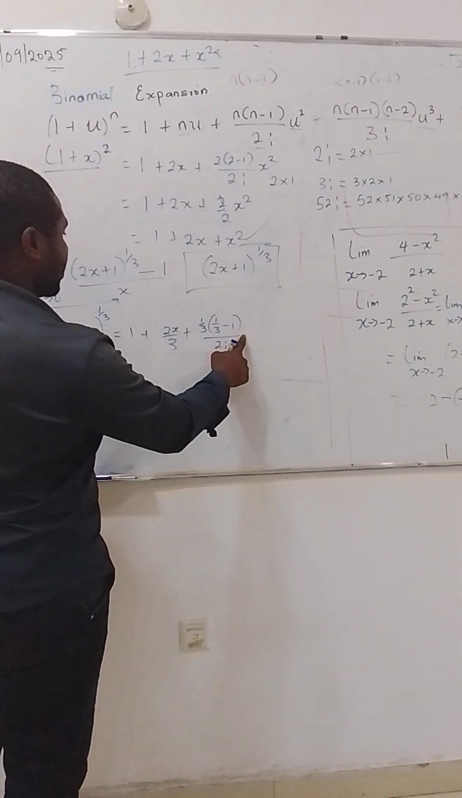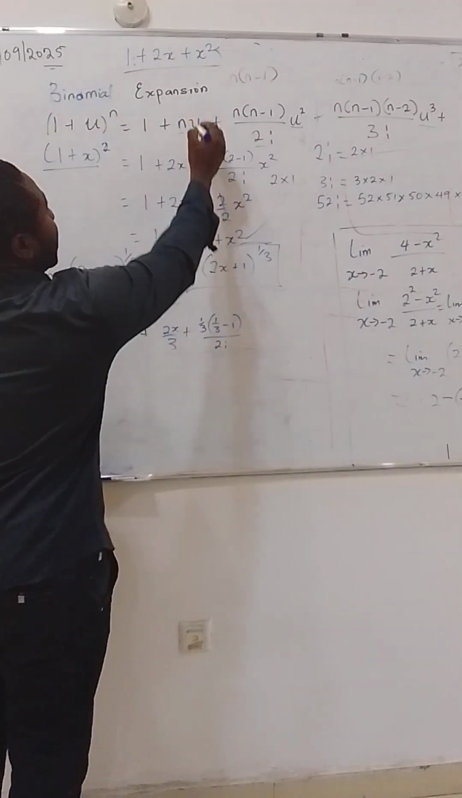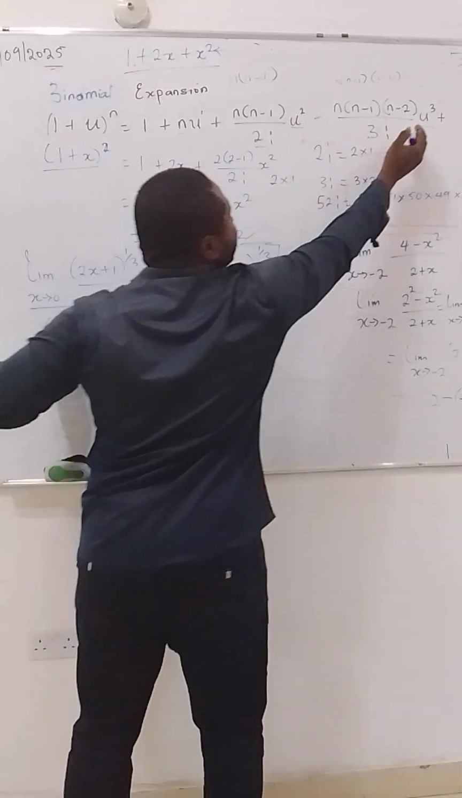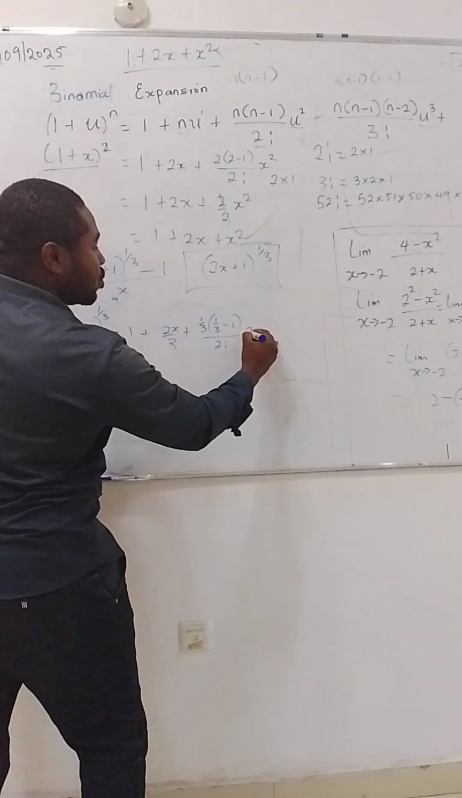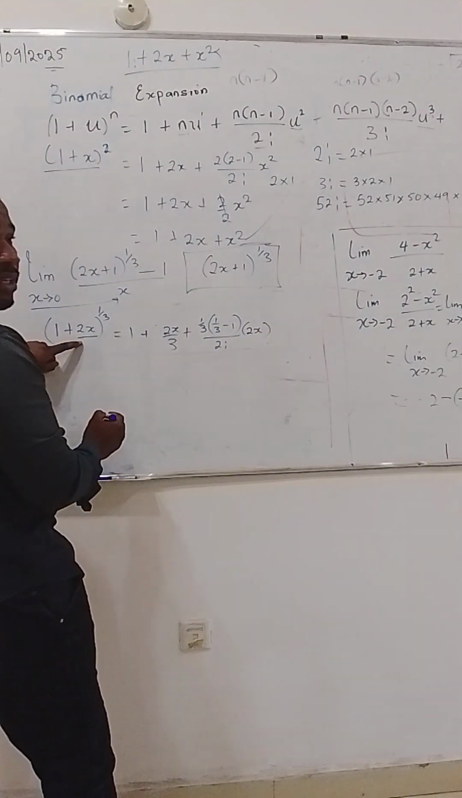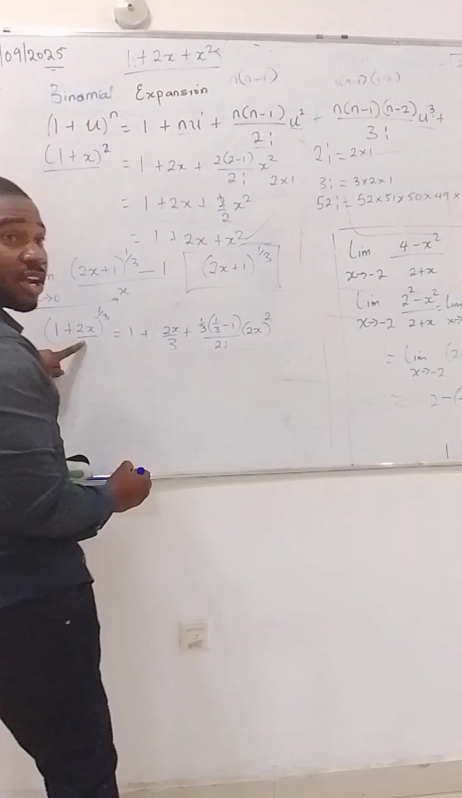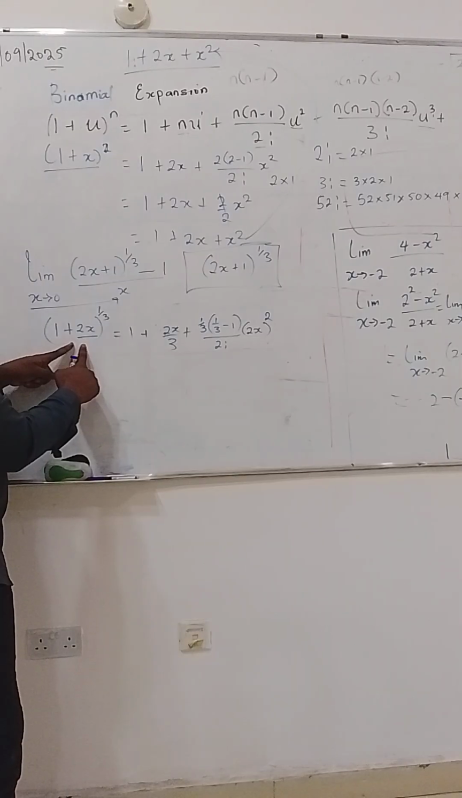Then how come now? Why 2? Look at this, this is 1, this is 2, this is 3. This is 2x, so we have 2x, and that will be squared. Is that also? Yes, sir. Is it because it's 1 over 3 that is not? Isn't it because it is squared?